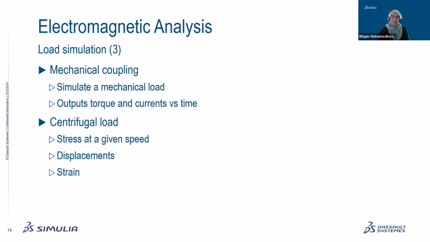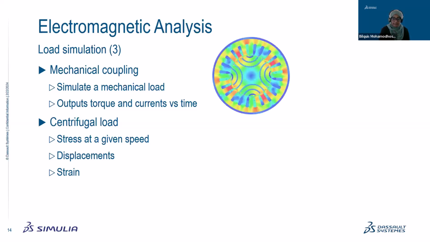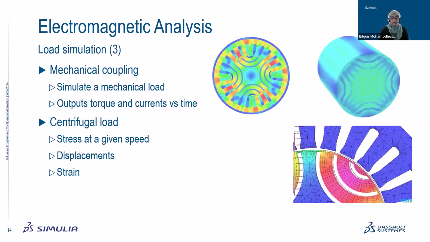Another important aspect is the mechanical load on the machine. The first one is the mechanical coupling, where we want to simulate a mechanical load. This is very important because simulating a mechanical load allows you to look at the output torque and currents versus time. And also the centrifugal load on the rotor of the machine, for example. This will cause a stress on the rotor, and we want to simulate that at a specific speed.